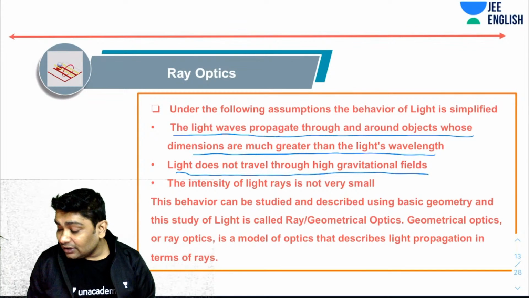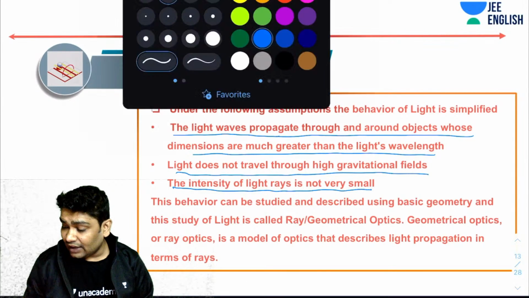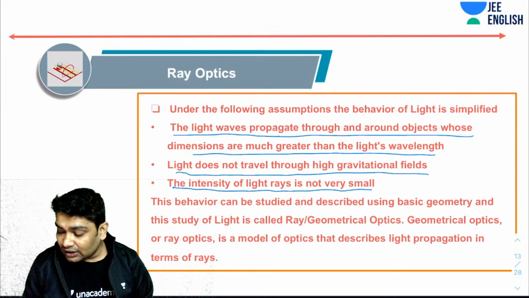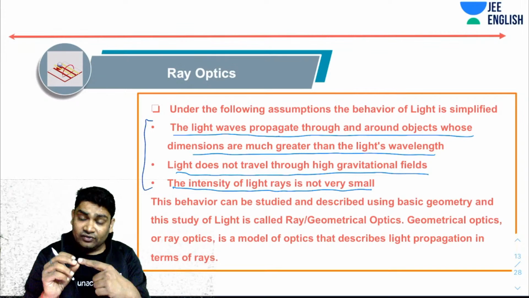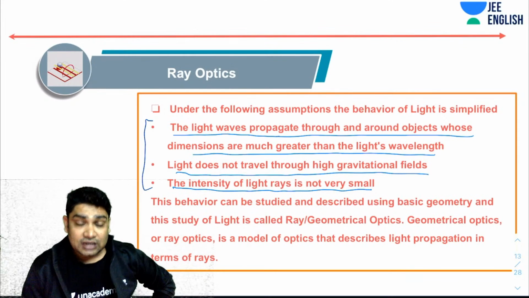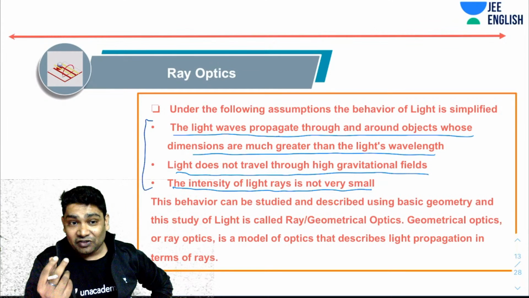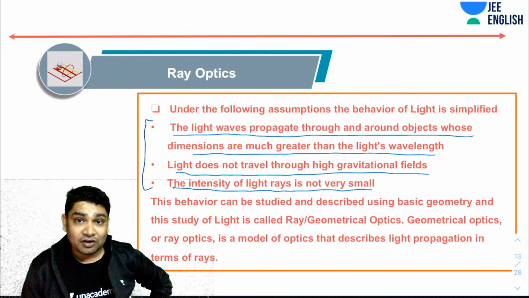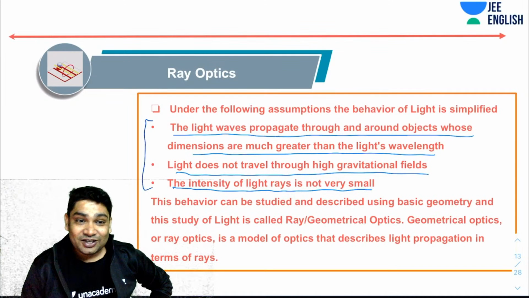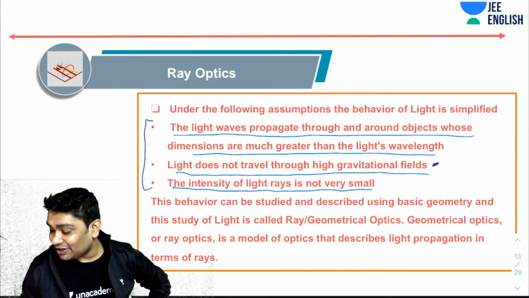And of course, the intensity of light rays that are traveling should not be very small. So if I look at the behavior of light under these three assumptions, whenever light is passing through or interacting with matter, or passing through any holes or spaces, those spaces are much larger than the wavelength of the light itself, and the size of the matter with which it is interacting should be much larger than the wavelength of the light. And if it does not travel in high gravitational fields, this has another range of applications. There is something called gravitational lensing.